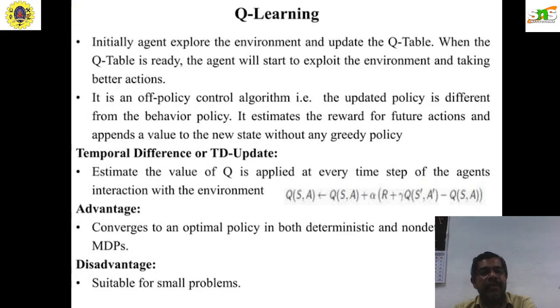Before that, we have to conclude with the advantages and disadvantages of Q learning. Advantages: it converges to an optimal policy in both deterministic and non-deterministic MDPs. The main disadvantage is that it is suitable only for small problems. In the next episode we will continue with the other parameters.